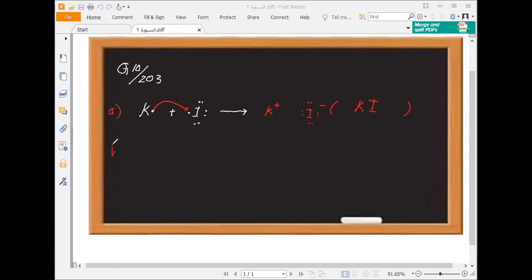Now for B. In B, aluminum reacts with oxygen. Okay. Raise your hand, please. What is the symbol of aluminum? Raise your hands. Al.